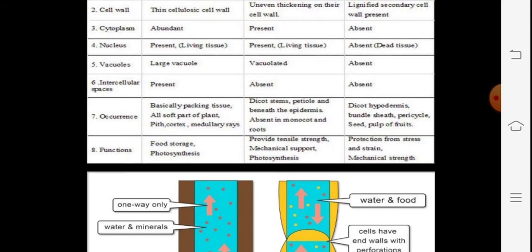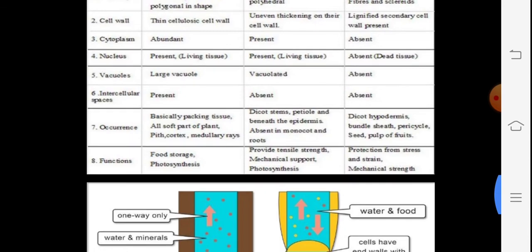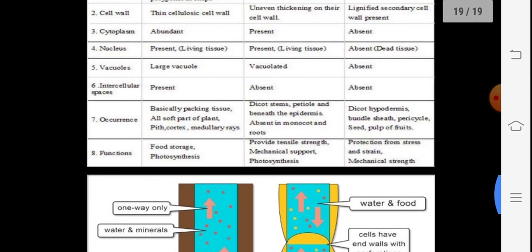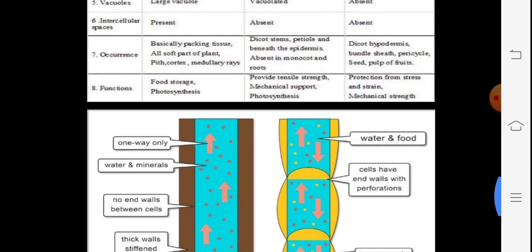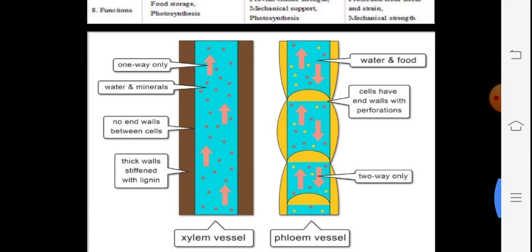Then vacuoles: a large vacuole is present in parenchyma, less in collenchyma, and absent in sclerenchyma. These parenchyma cells generally occur in tissue packing, the soft tissue of the plant, pith, cortex, medullary. Collenchyma is observed in the epidermis, below the epidermis in dicot stems, and the roots. And in dicot, sclerenchyma is present in secondary xylem.